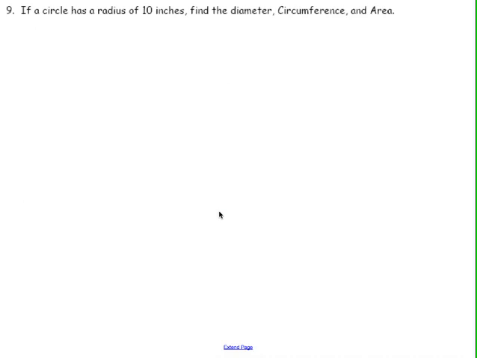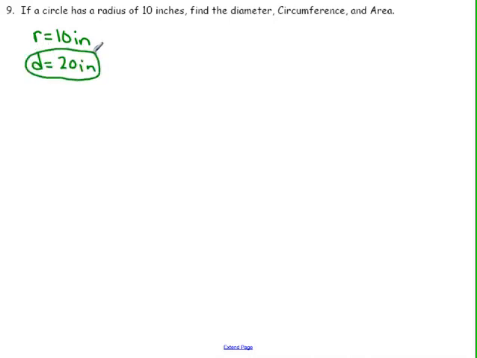Number 9 says if a circle has a radius of 10 inches, find the diameter, circumference, and area. Kind of a story problem. They just don't give you the circle. They just expect you to derive this from the words. So I'll write down my known information. My radius equals 10 inches. Quickly, I can find my diameter. Remember, the diameter is twice this, so that'd be 20 inches.